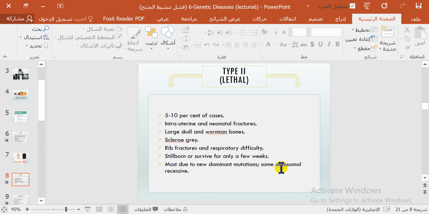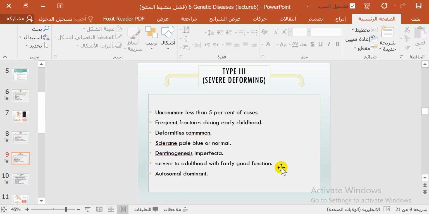Type 2, which is lethal, is usually less than 10% of the cases. There are intrauterine and neonatal fractures, large skull and wormian bones with blue sclera, rib fractures, and respiratory difficulty. Stillborn or survive for only a few weeks, mostly due to a new dominant mutation, and some are autosomal recessive.